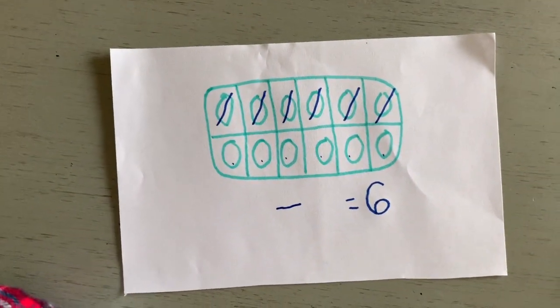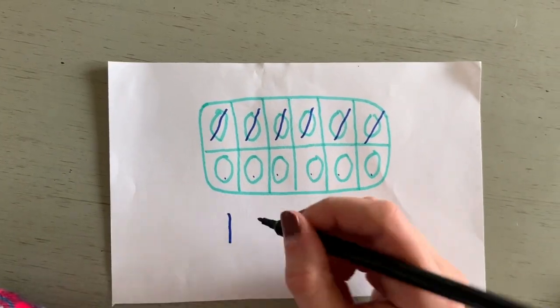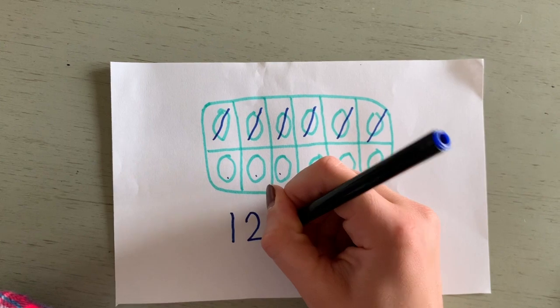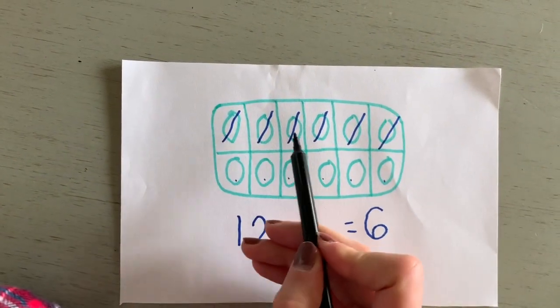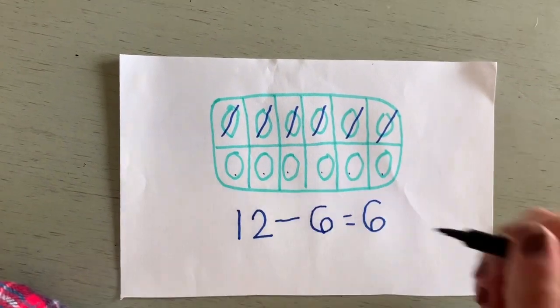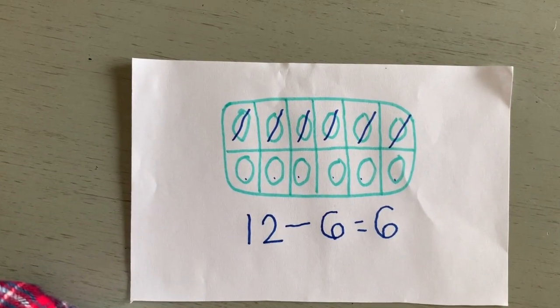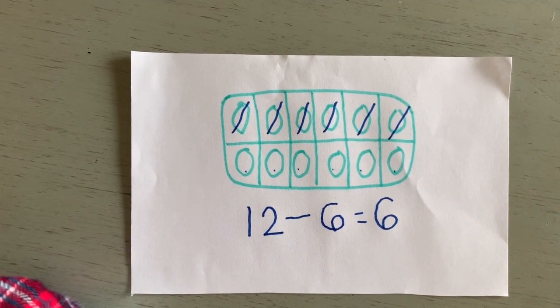So I'm going to think how many eggs I started with. 12. How many eggs did I take away? 6. And how many eggs are left? 6. So nice job if you solve the problem and it looks something like this.